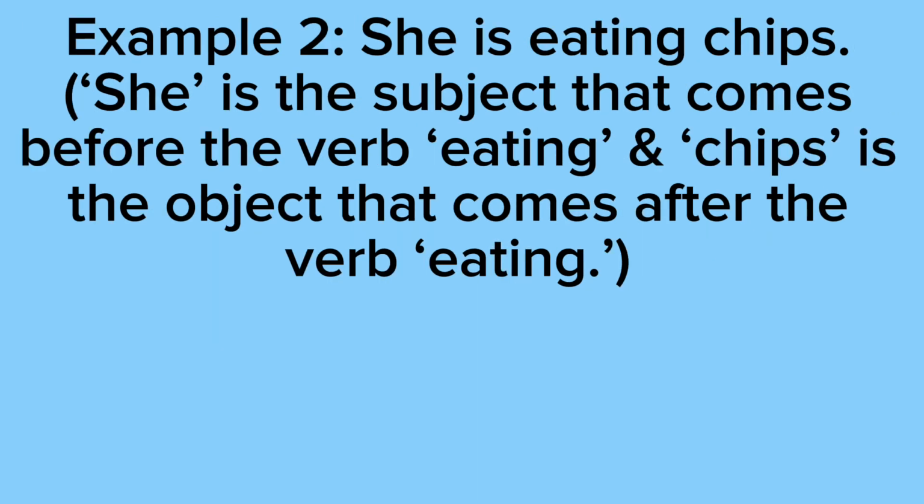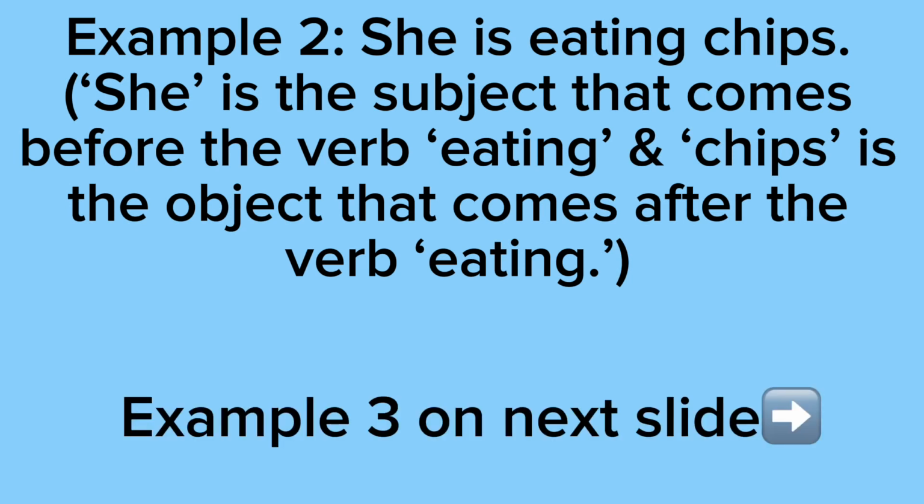The second example says she is eating chips. She is the subject that comes before the verb eating, and chips is the object that comes after the verb eating. And that's what makes this sentence active voice. And example 3 will be on the next slide.